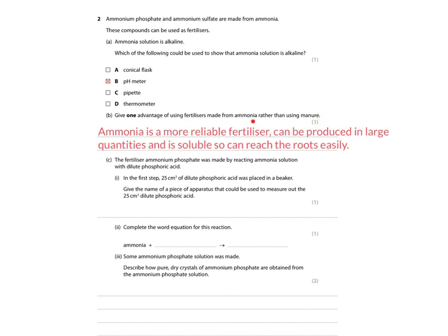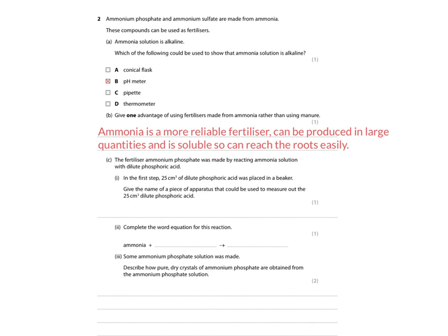Another good thing about ammonia fertilizers is ammonia is very soluble. Because it's soluble, that means it can dissolve in water and can get to the roots really, really easily. And another thing you could write is that these fertilizers made from ammonia are really easy to mass produce, so produce on a large scale. So any one of those would be a good answer.